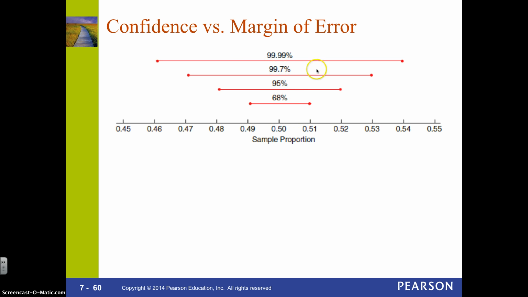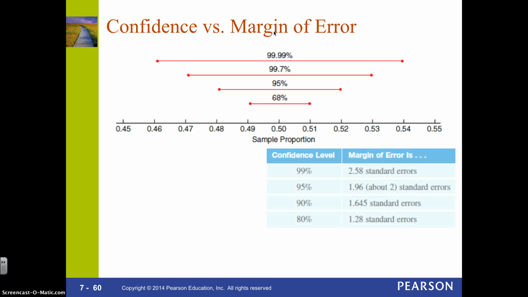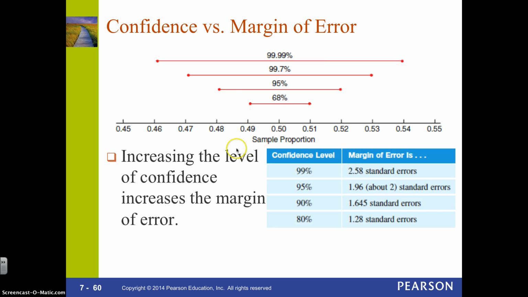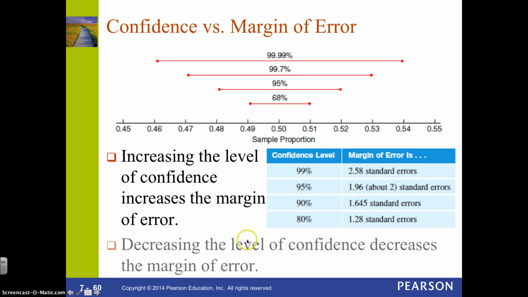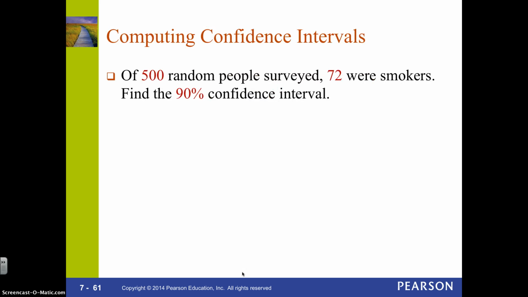So there's somewhat of a trade-off. If I increase my confidence level, that's going to increase my margin of error and make my interval wider. This is what I just said: increasing the level of confidence increases the margin of error, and decreasing the level of confidence decreases the margin of error. So if you want higher confidence, you have to have a larger interval. This time let's do the 90% confidence interval for that same problem.